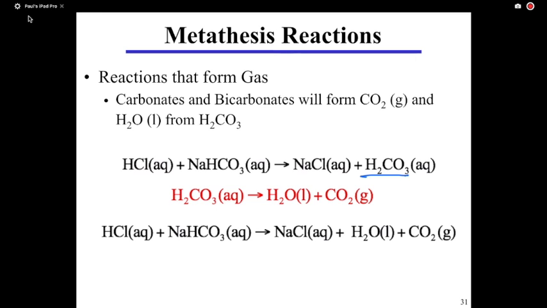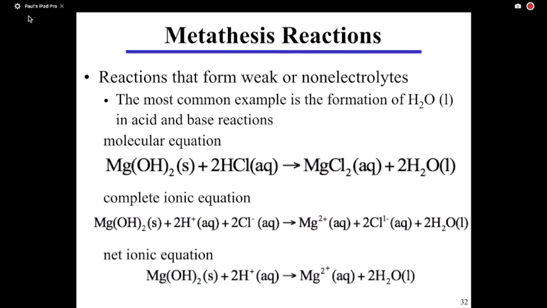And so this can be rewritten. Anytime you see this, it can be rewritten as these two, because this is what actually is produced. The driving force here is both the formation of the gas and the formation of a non-electrolyte. So these reactions go very well because they have 2 driving forces. And if ever you see H2CO3 formed, it's never been isolated in real life.